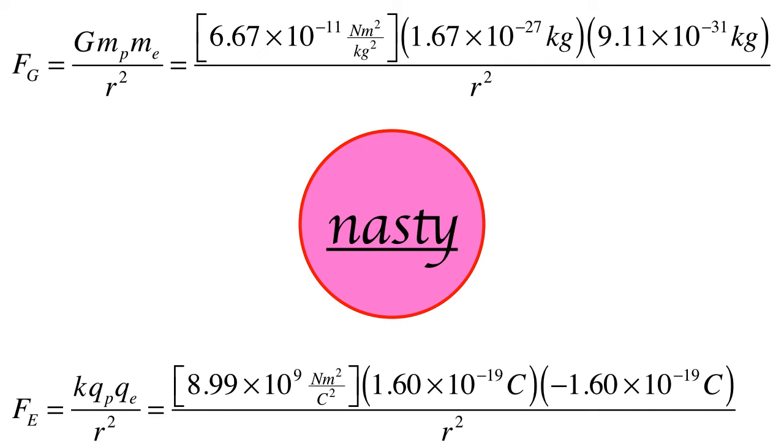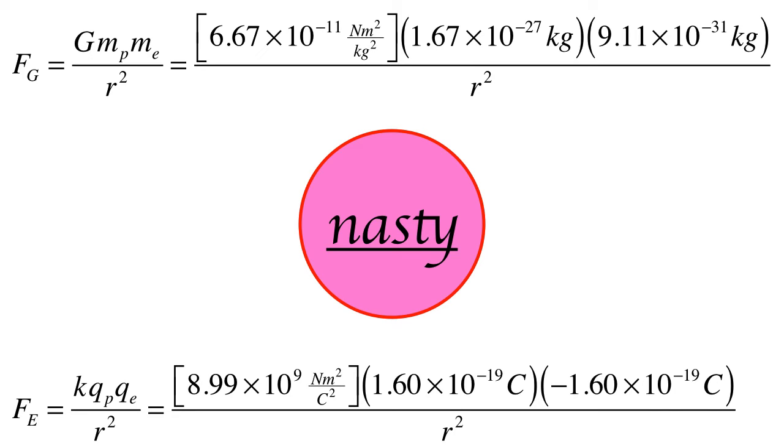Now down here in the bottom equation block, K times Q of the proton times charge of the electron, divided by R squared. So K is 8.99 times 10 to the 9 Newton meters squared per Coulomb squared. That's what we call Coulomb's constant. And 1.60 times 10 to the minus 19 coulombs, that's the charge of the proton. And then negative 1.60 times 10 to the minus 19 coulombs, that's the charge on the electron.